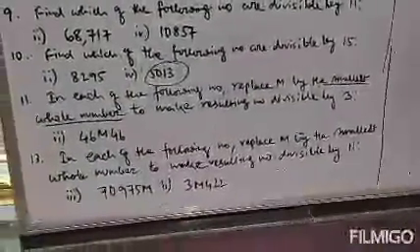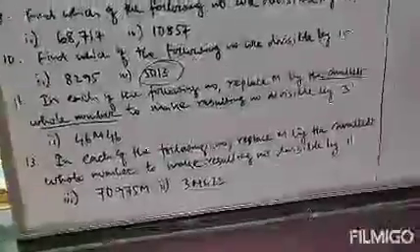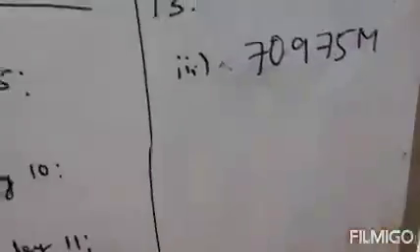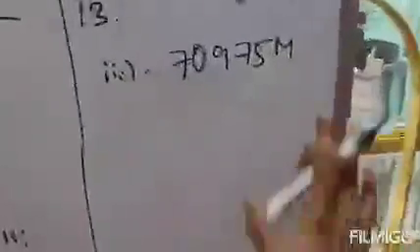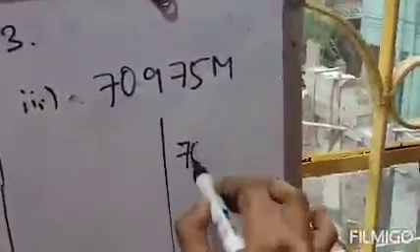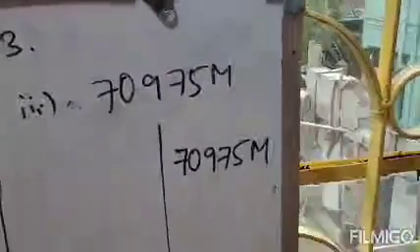Now question number 13. Question number 13 says: in each of the following numbers, replace m by the smallest whole number to make the resulting number divisible by 11. Same question, just we have to check divisibility by 11 instead of divisibility by 3. So the first number, this is important, is 70975m. To be divisible by 11, first assign these digits as odd and even in your rough space. Clear?